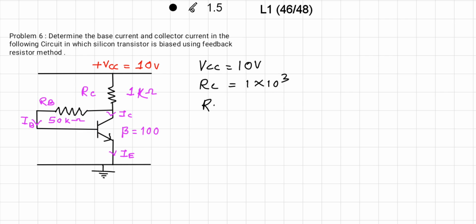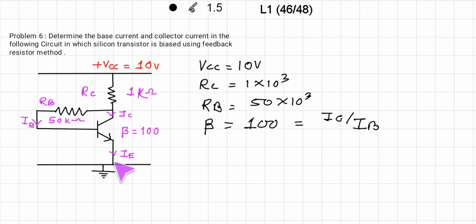RB is given, that is 50 into 10 raised to 3, 50 kilo ohm. Beta is equal to 100, and we know that beta is nothing but IC upon IB, that remember very well. And here is the emitter. Now in order to solve this problem, we first have to find out the things which are given, that is the feedback resistance value RB.